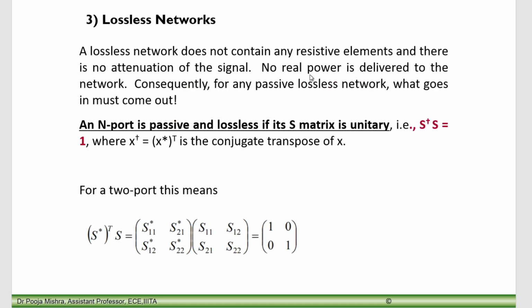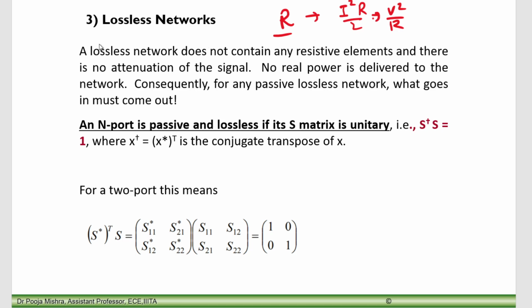The third condition is the lossless network. Lossless means there is no loss occurring over here. The network should not have any resistive component, because loss occurs due to resistance. Whenever resistance is there, I square R by 2 or V square by R means power loss may occur over here.